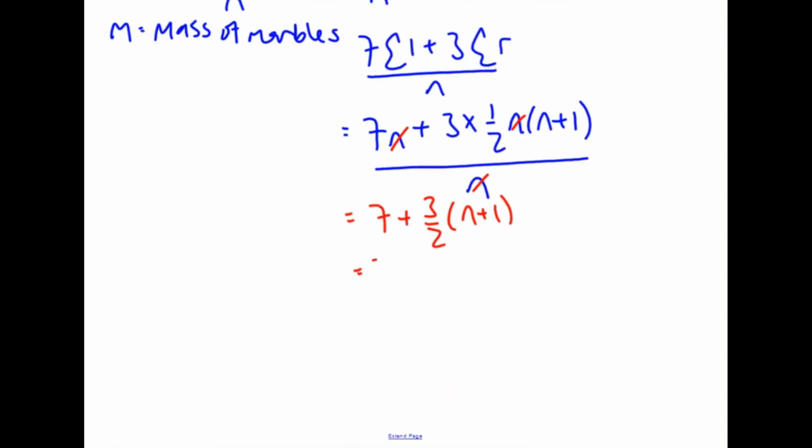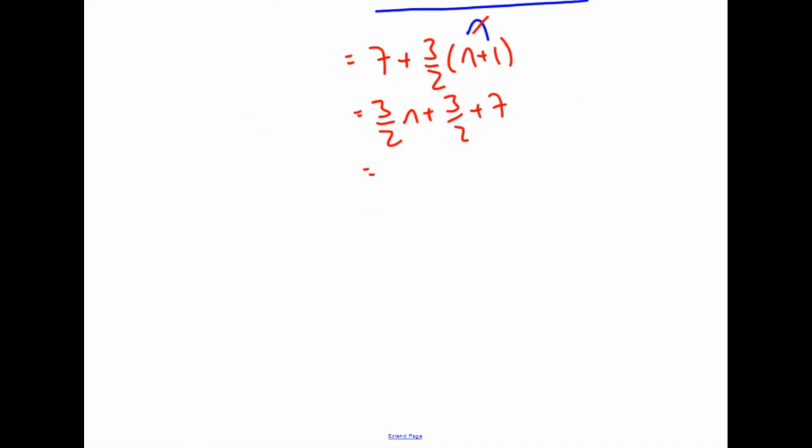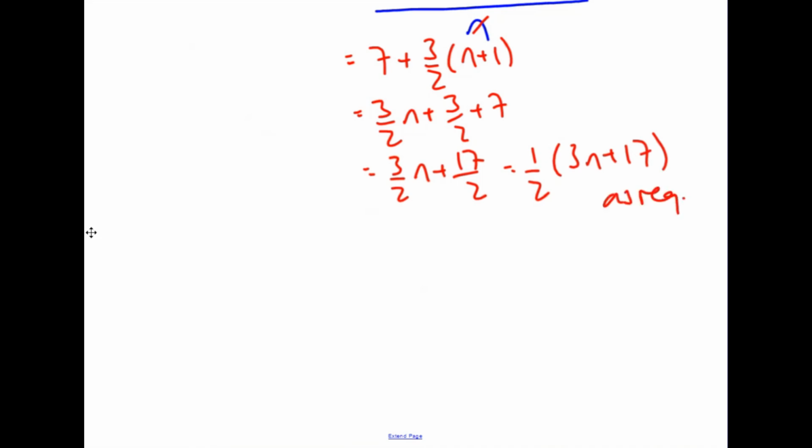I'm going to expand this out. So 3 over 2 n plus 3 over 2 plus 7. 3 over 2 plus 7 gives you 17 over 2, which you can factorize out the half. That gives you the result they were asking for.